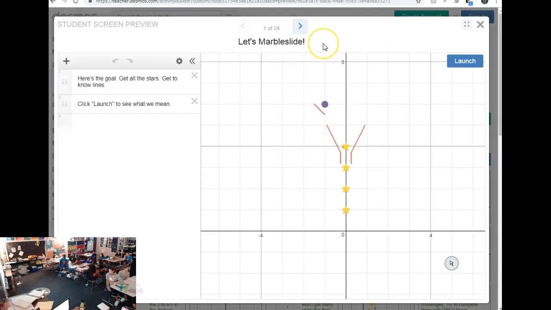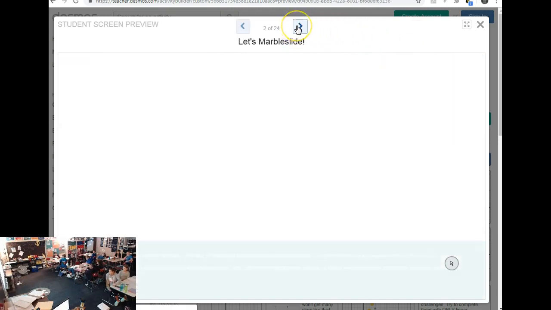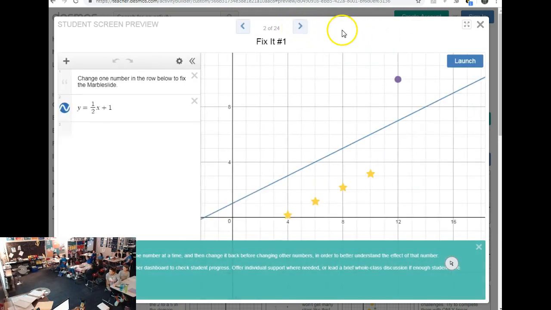So we're probably going to do this tomorrow, but I wanted to get an intro with you guys today. So here's the objective, right? Get all the stars with the marble. Click launch. So this is what we're trying to do, right? Makes sense. So what do we think we need to do here?